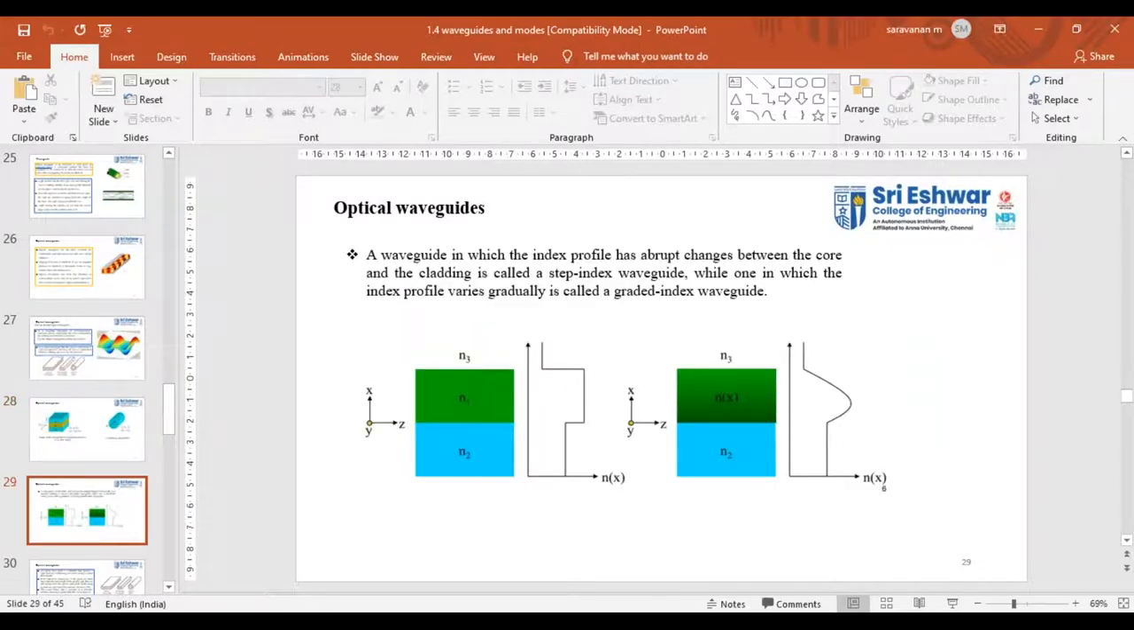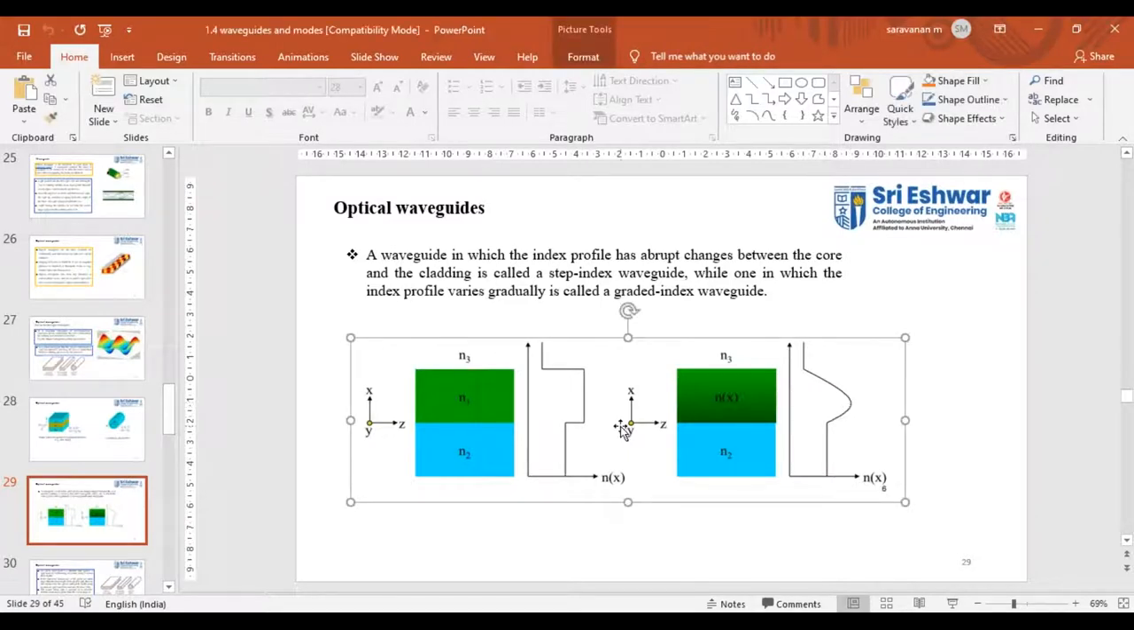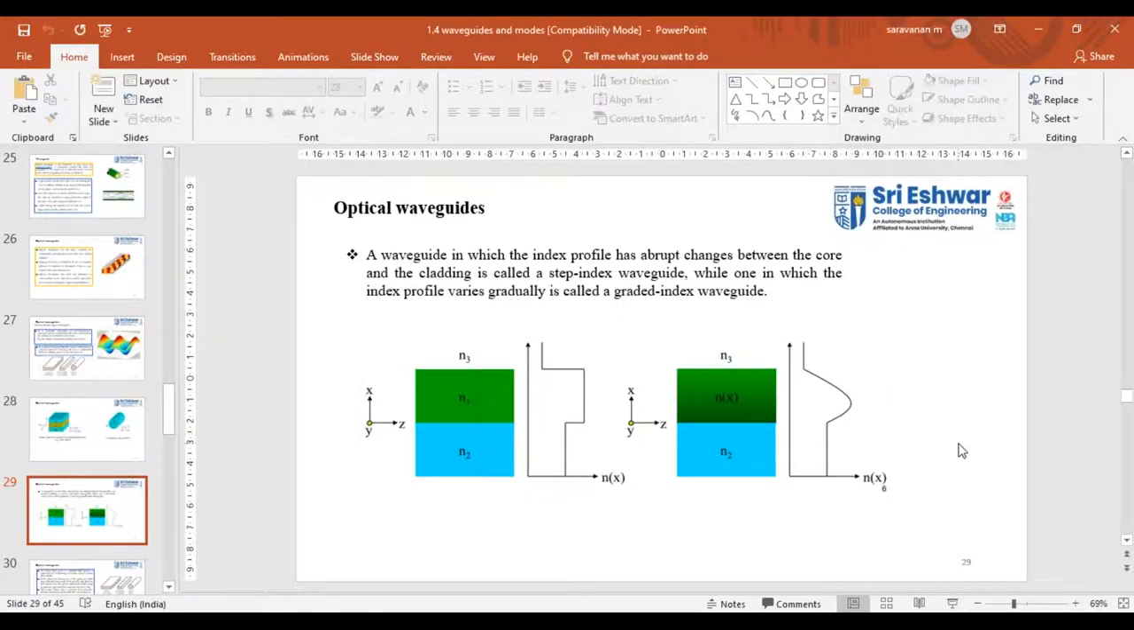Please go through this and see the diagram. What happens? n1, n2, and n3. In the first diagram, there is a difference and a change depending upon your medium, that is, based upon your refractive index, for your core and cladding. This is considered the step index. The other one is different from the step index; this is considered the graded index.